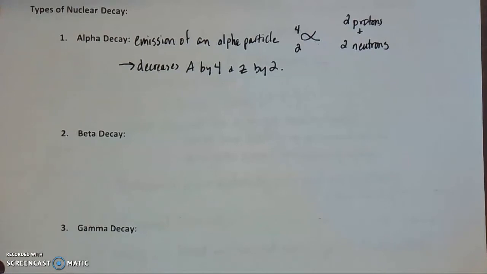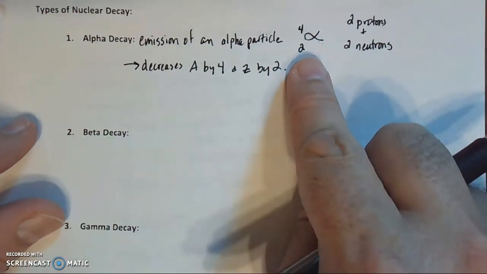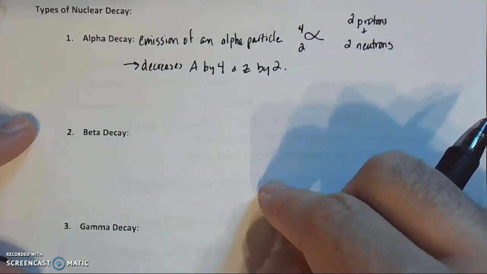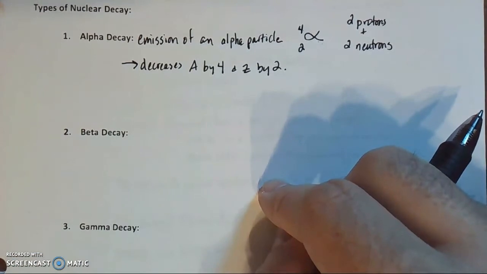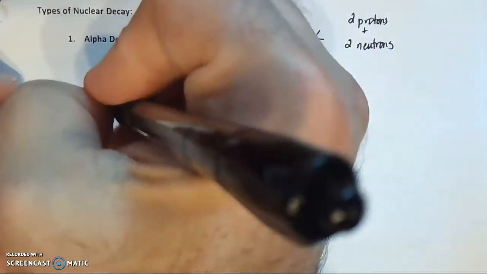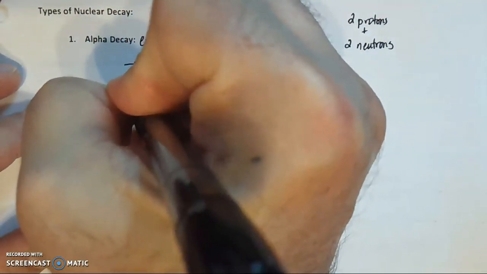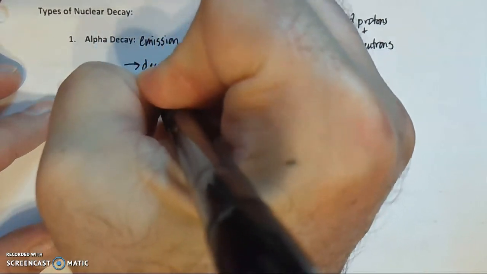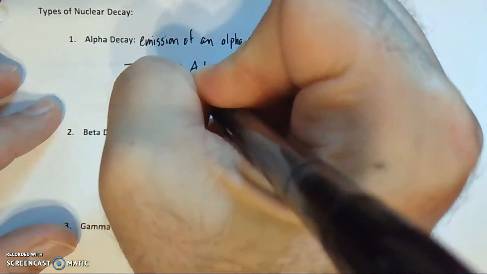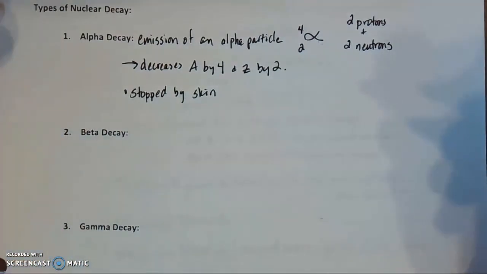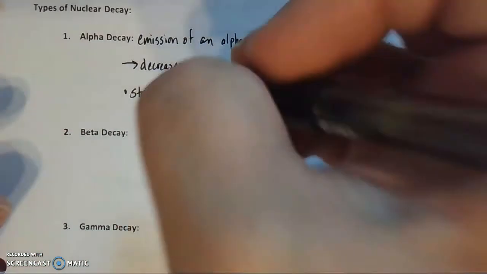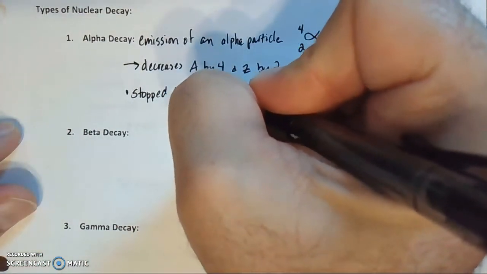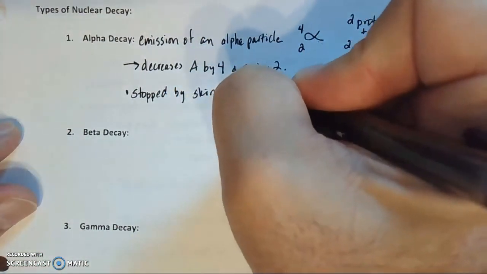Now, alpha radiation. The particle is pretty big compared to other forms. So it's stopped just by the air itself. But if you want to protect yourself a little bit more, it's stopped by skin. So your skin stops alpha decay as long as it's not an open wound. It can be stopped by a piece of paper and clothing.